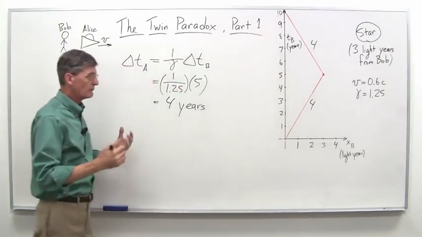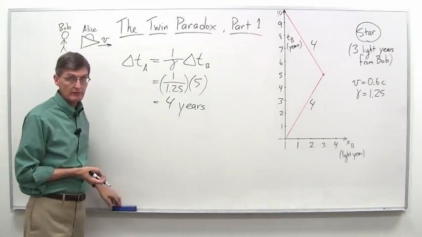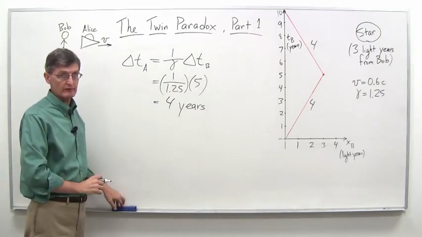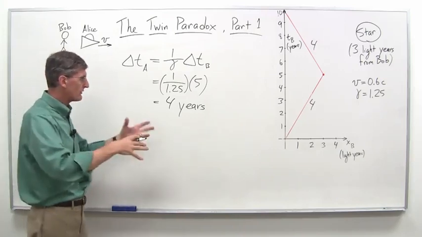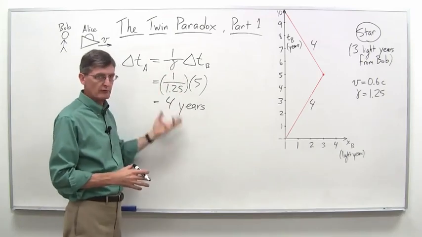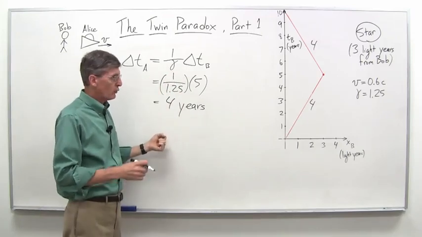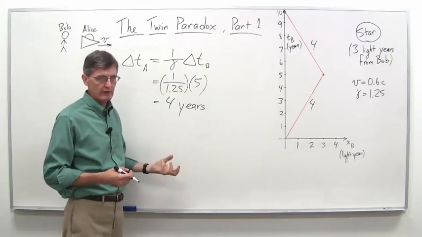So from Bob's perspective, it seems like Alice should come back having aged 8 years, while he has aged 10 years. And you can say that's somewhat paradoxical, but not within the confines of the theory of relativity, the special theory here, because we know about time dilation. Where the paradox comes in, as we'll see in a minute, is Alice's understanding of this.